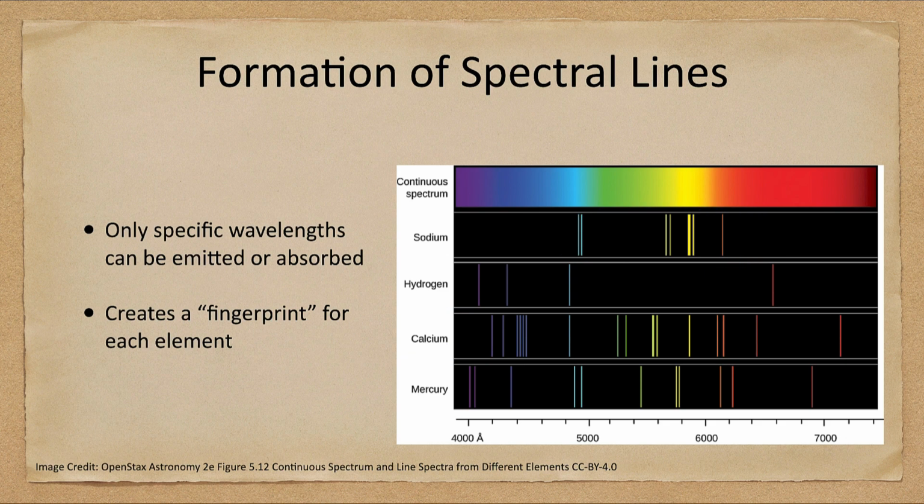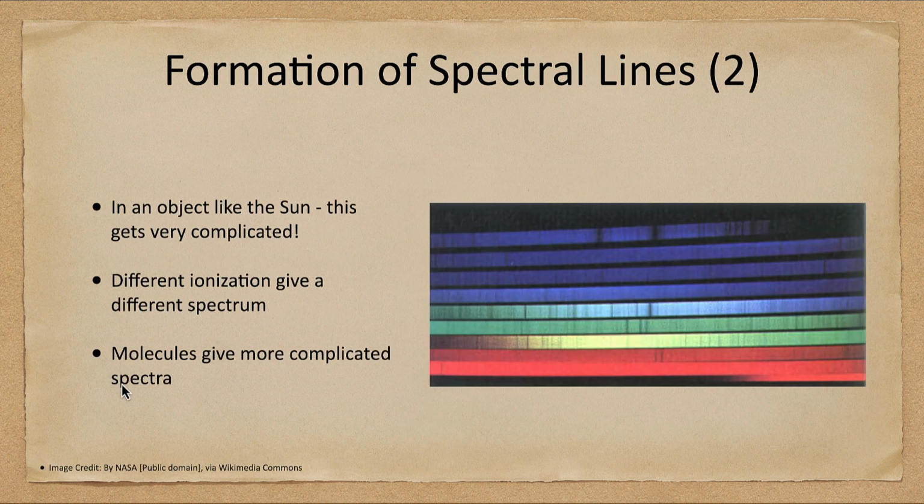Now in reality, this can get very complex. If we look at something like the sun, and here is an example of a solar spectrum, it gets really complicated because there are lots of elements there and all have their spectral lines. So if you don't have just one element, it's not quite as easy. You also have that each ionization will give you a different spectrum. Neutral calcium will give you one spectrum. Calcium with one electron removed, or calcium with two electrons removed, will give you a completely different spectrum.